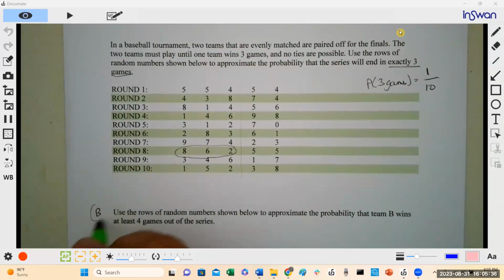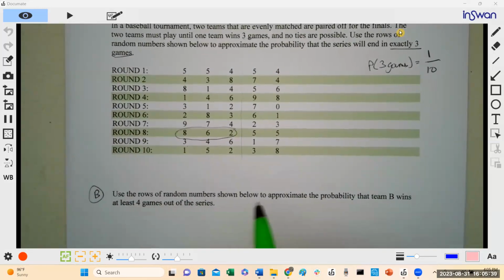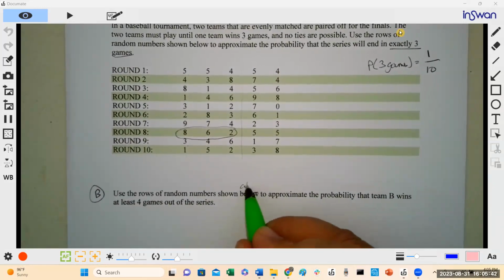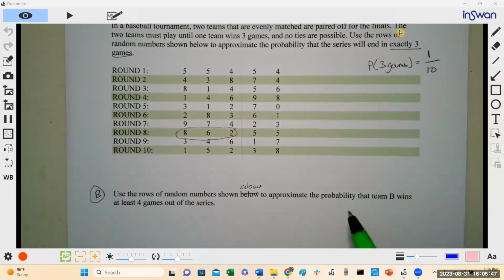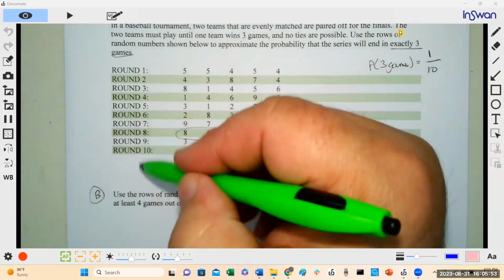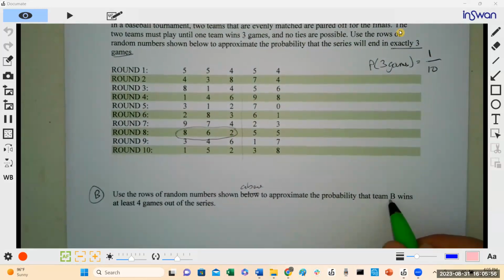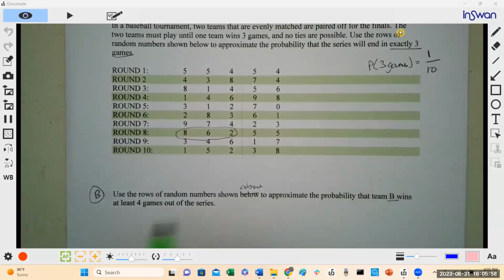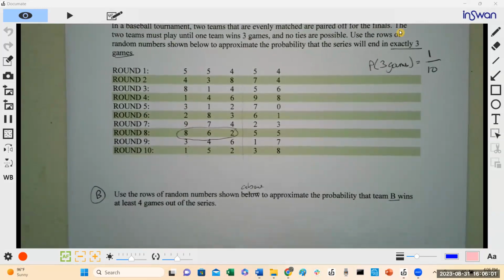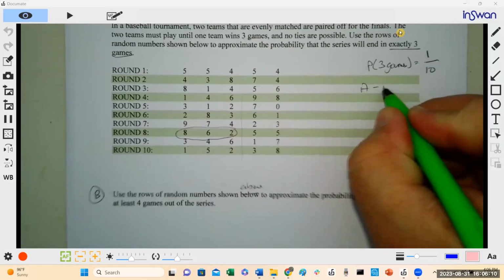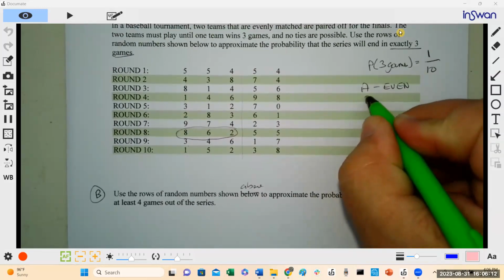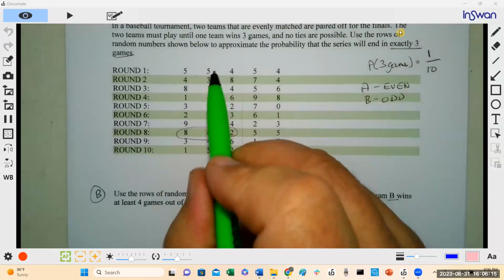Here's another question. Use the rows of random numbers shown above to approximate the probability that Team B wins at least 4 games out of the series. So out of these 10 rounds, what's the probability that Team B wins at least 4 games? They can win 4, 5, 6, 7, 8, 9, or 10. So let's see who wins this first one. Remember, A is even and B is odd.